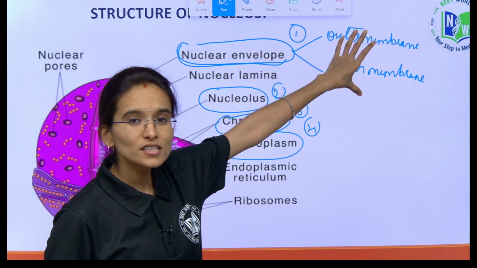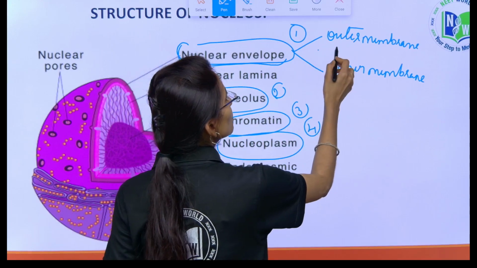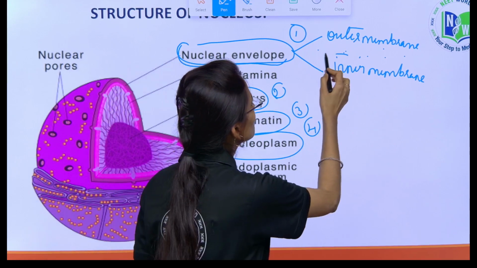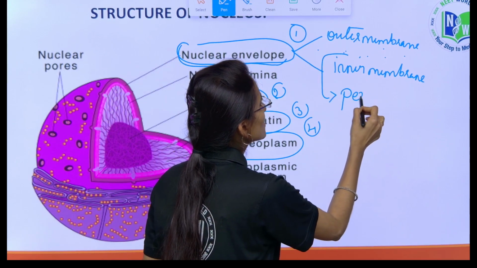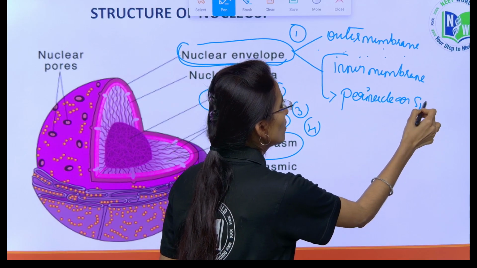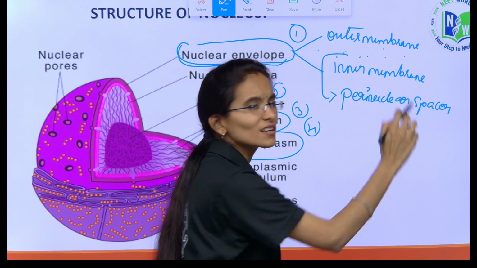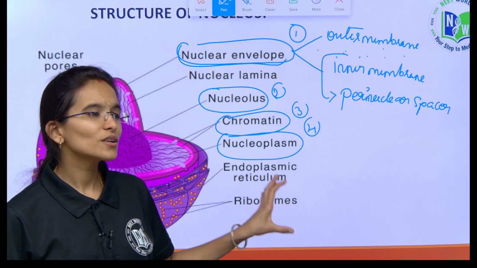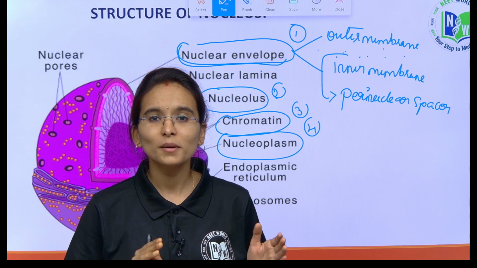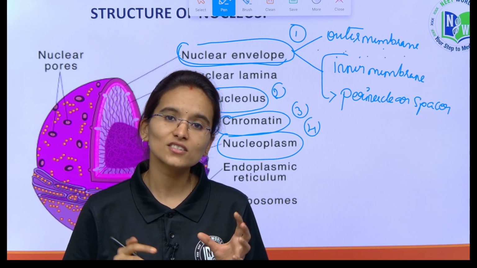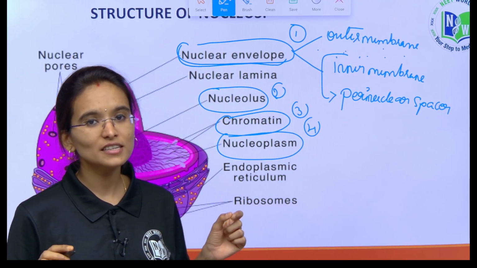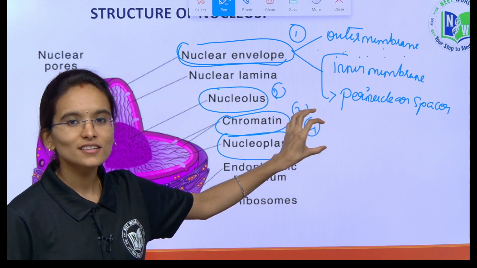And in between these two membranes, there is a fluid filled space that is called the perinuclear space. Okay, let me write here. It is called the perinuclear space. Clear, children? Clear with the nuclear envelope? Nuclear envelope is made up of outer membrane and inner membrane. Outer membrane and inner membrane will cover the entire structure of the nucleus, and in between them we can find a fluid filled space called the perinuclear space.